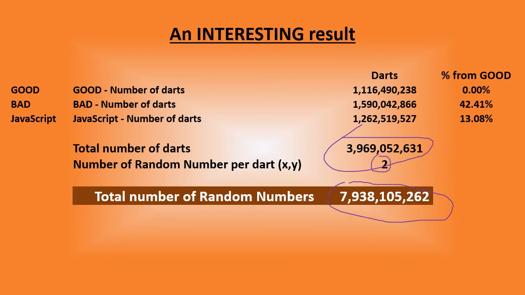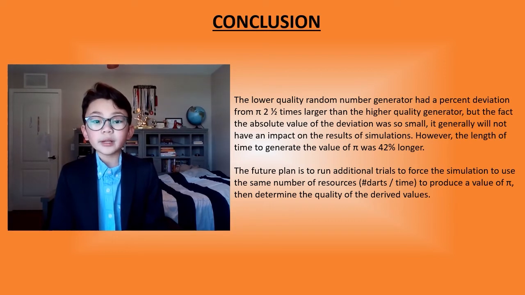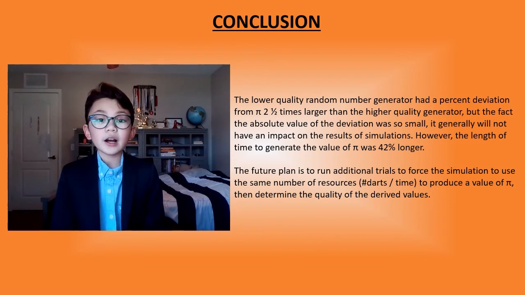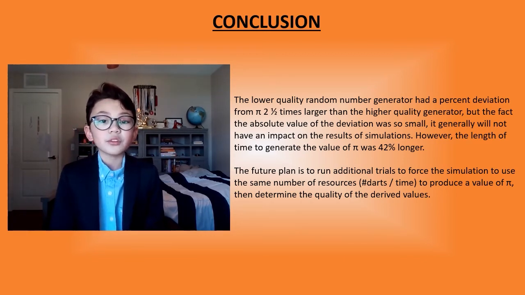trials of the simulation. In conclusion, although the lower quality of the random number generator had a percent deviation from pi 2.5 times larger than the higher quality generator, the fact that the absolute value of the deviation was so small, it generally will not have an impact on the results of simulations. However, the length of time to generate the value of pi was 42% longer. In the future, I plan to conduct additional trials to force the simulation to use the same amount of resources to produce the value of pi, then determine the quality of the derived values.